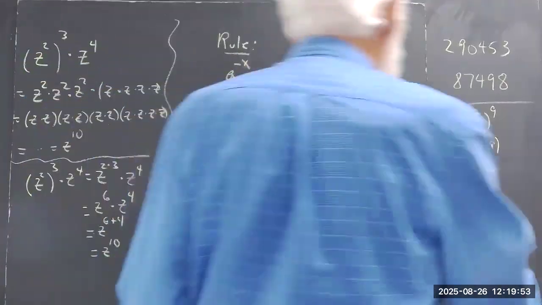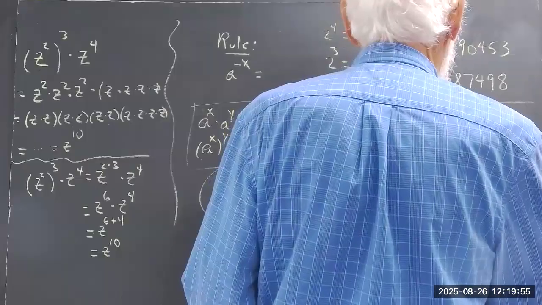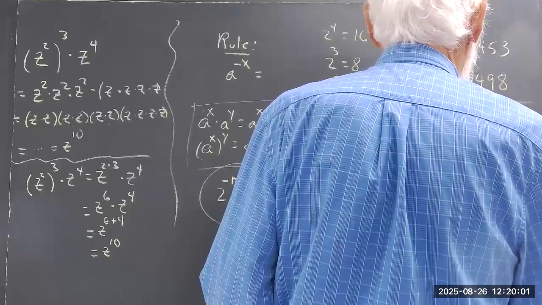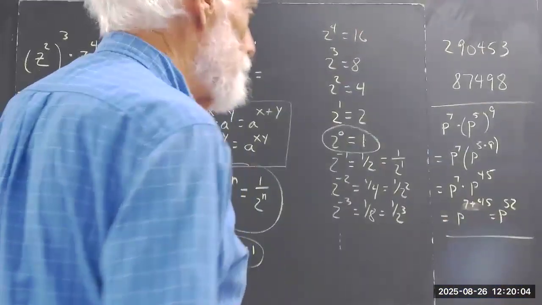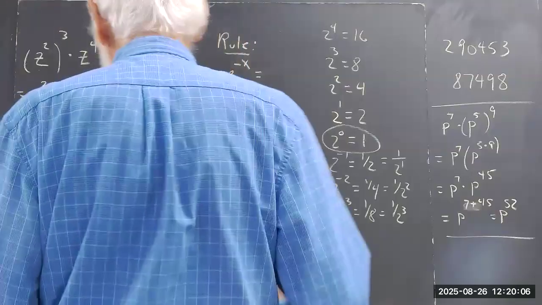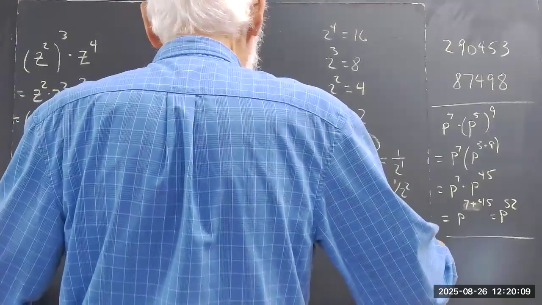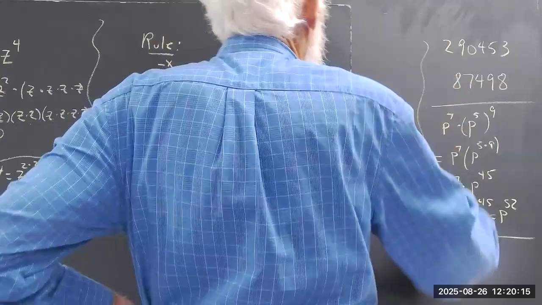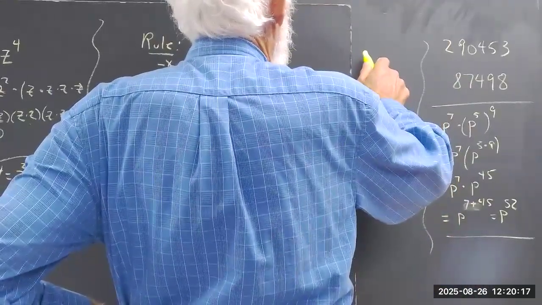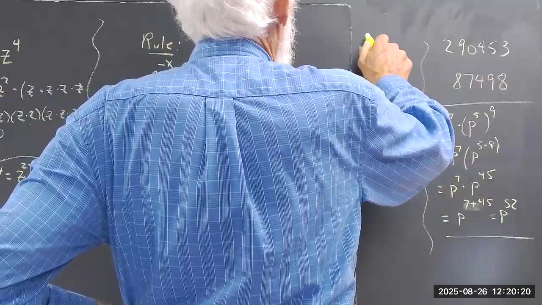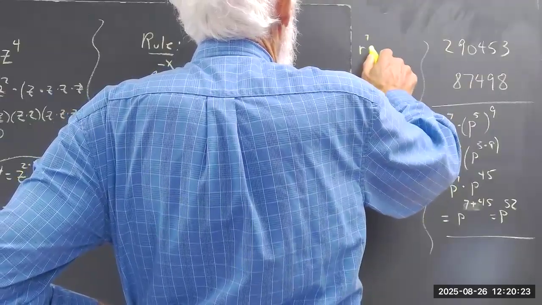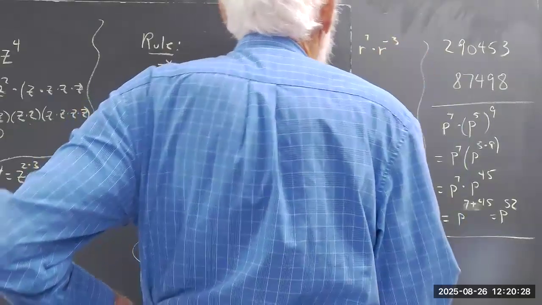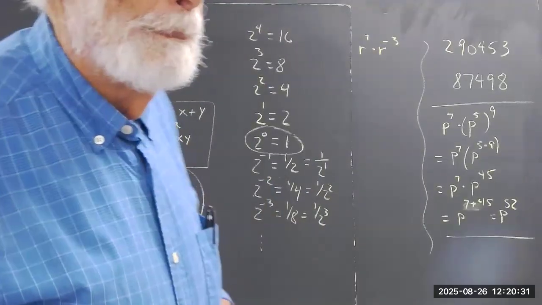And well, let's write out the details. It's p to the 7 plus 45 equals p to the 52. Okay. Let's do r to the 7th times r to the negative 3rd.